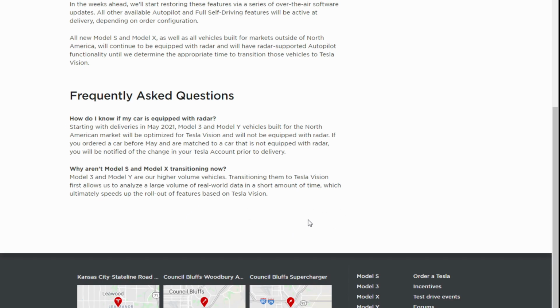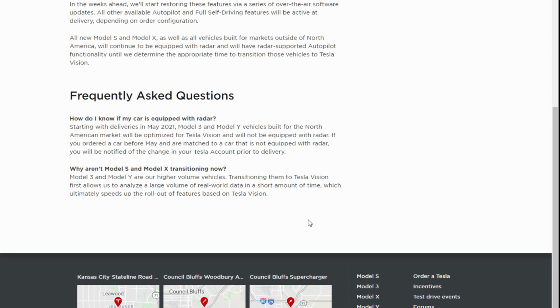So honestly, I'm not sure that truly answers why aren't Model S and Model X transitioning now. Maybe they think that their user base is less likely to be understanding of not having those features when they first get the vehicles. I mean, sure, it makes sense to gather a large amount of data from vehicles by not using it. But realistically, if you never plan to have that, I don't know why you would include it in the other cars that are brand new and just rolling out.